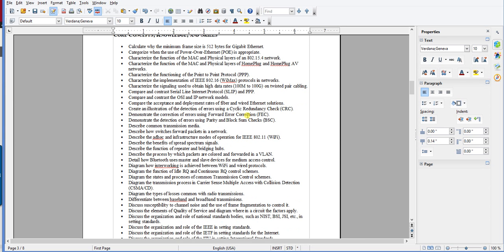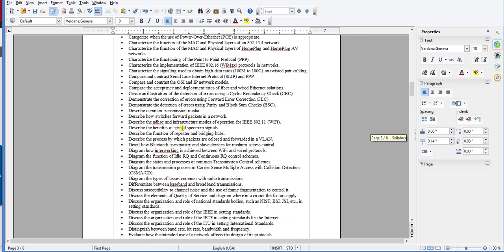We're going to go through forward error correction. This is all stuff you'll see on CCNA: CRC, BSC, common transmission media, how switches forward packets in a network. Big topic on CCNA exams.